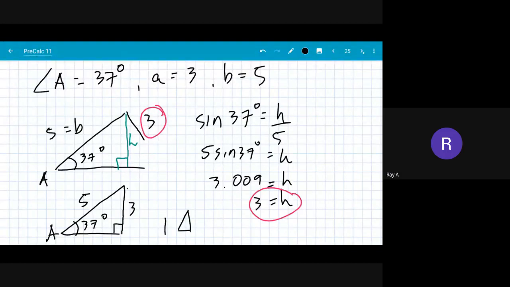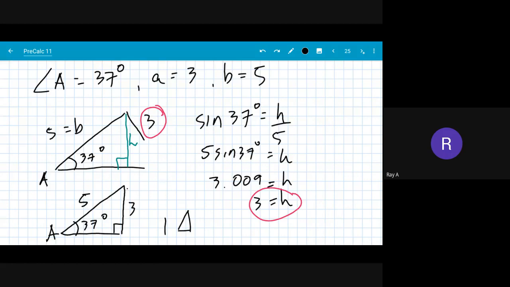Now, if you're thinking, in summary, how do you determine if there is one triangle possible? Well, you would compare the length of side A, which is this one, to the height. It is always about the height. So it's always about comparing side A and the height. If the height is equal to side A, therefore there is one triangle possible.